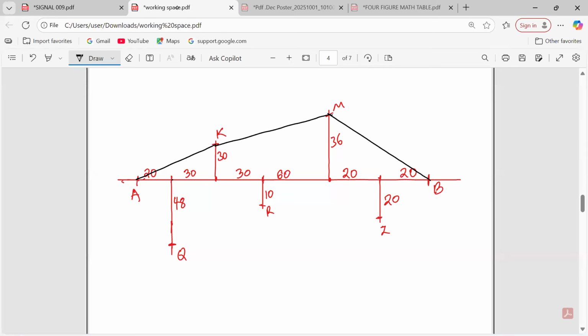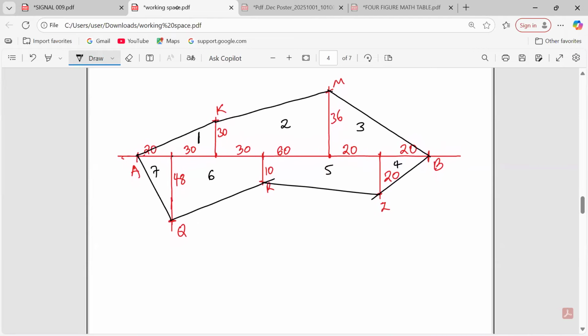Then on the lower side, from A to the top of Q, from Q to the top of R, from R to the top of Z, from Z to the end of the baseline. How many areas are we seeing here? Very many of them. We have area 1, 2, 3, 4, 5, 6, 7 areas. Now we want to compute the areas because we've been told that apart from the sketching, we are supposed to get the area.